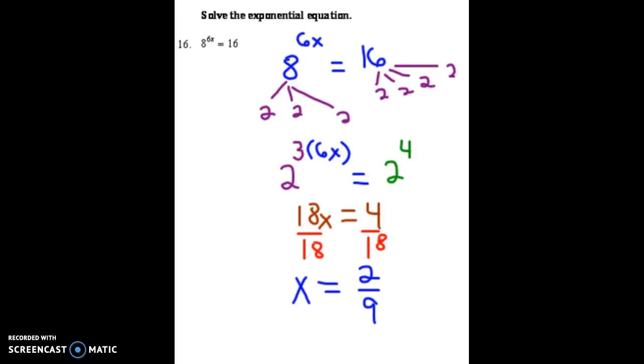In problem 16, I'm going to solve the exponential equation. So I notice right away 8 and 16 can be factored. So I factor 8, so that's how I got 2 to the 3rd power. Then I factor 16, that's how I got 2 to the 4th power. And I'm going to go ahead and multiply 3 and 6x, that's how I got 18x. And then I have 4, because I have the same base, so I'm going to go right to the variable. So I went ahead and divided by 18, that's how I got 2/9.